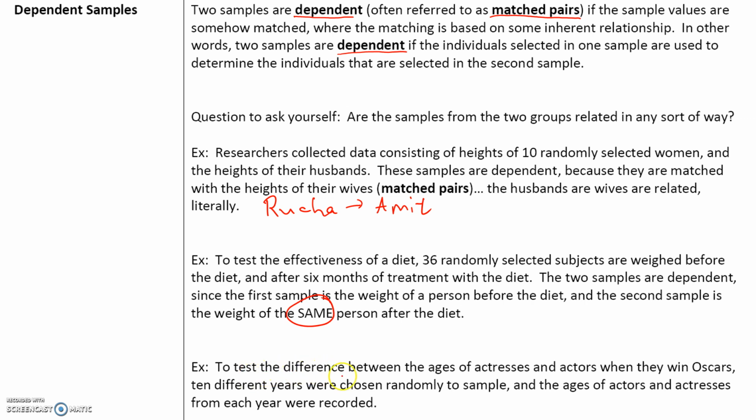Finally, to test the difference between the ages of actresses and actors when they win Oscars, 10 different years were randomly chosen to sample, and the ages of actors and actresses from each year were recorded. In this case, the actors and actresses are not necessarily related, however, they are selected from the same year in each case. So the year is the relationship. There is an actor and there's the actress. Because they're both selected from the same year, they are matched.